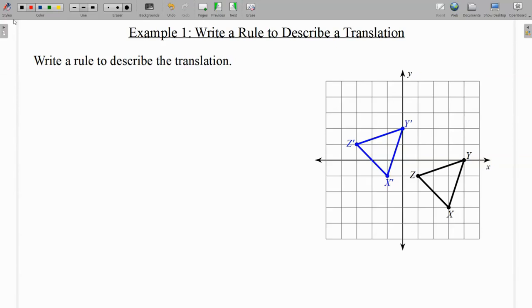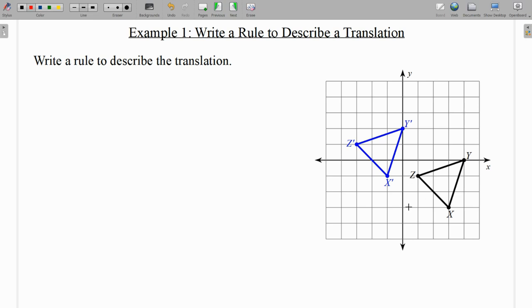In example 1 of section 9.1, we're looking at how to write a rule to describe a translation. So our directions tell us they want us to write a rule to describe the translation. Over here to the right in the coordinate plane, we're given two triangles. We're given the first triangle here in black, which is triangle XYZ. And then we're given a second triangle here in blue that's triangle X prime, Y prime, Z prime.